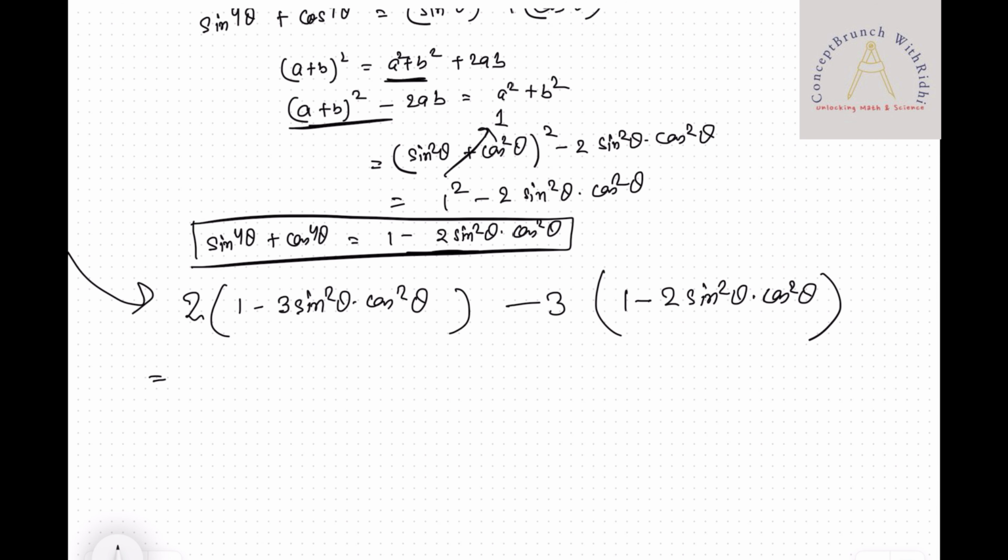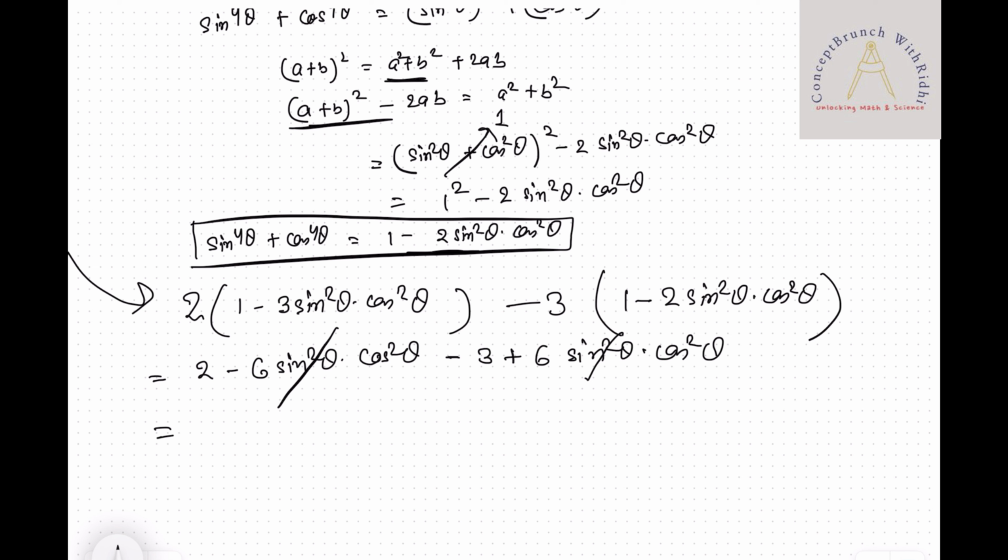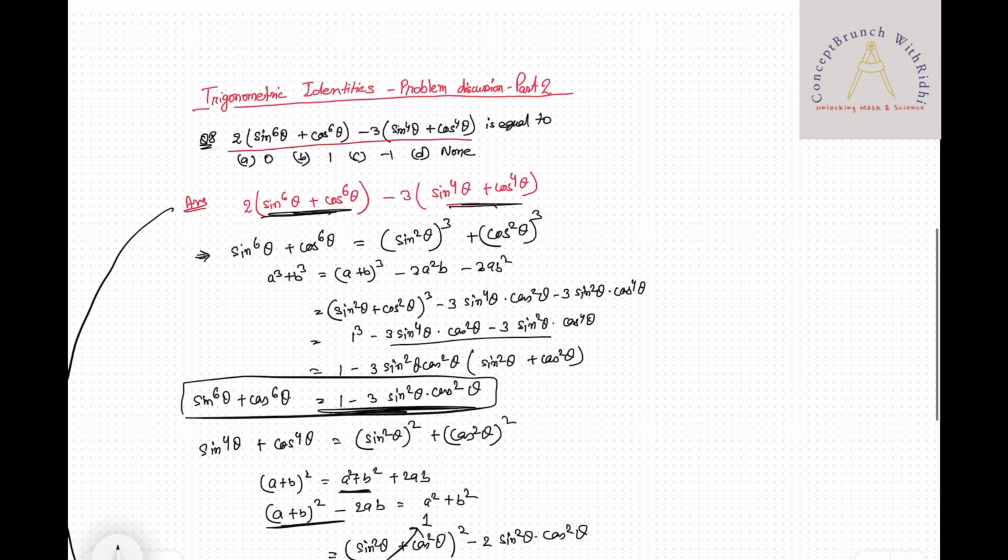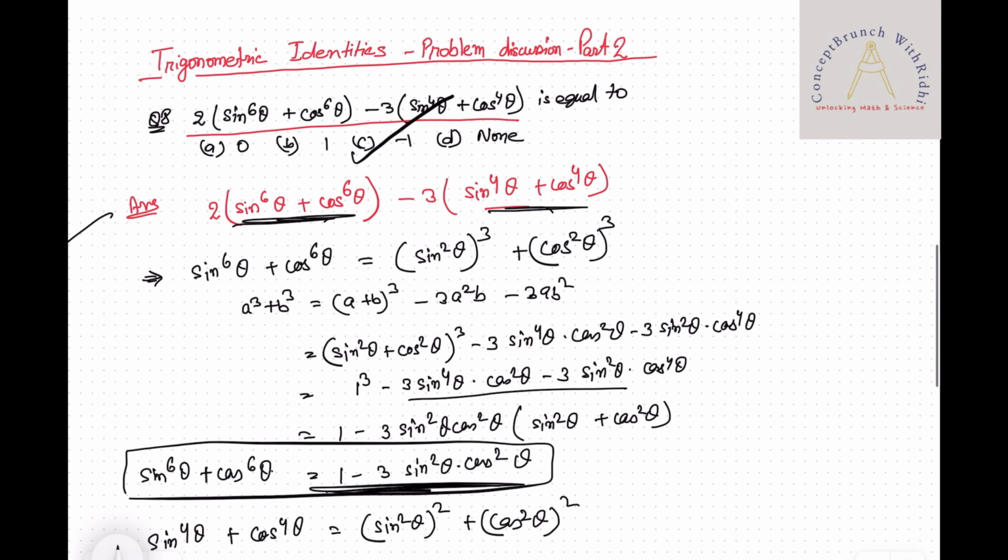What will be? Open the bracket now. 2 minus 3 times 2 is 6 sine square theta times cos square theta minus 3, minus minus plus 6 sine square theta times cos square theta. Plus minus will cancel out. So finally 2 minus 3, that is minus 1, is the final answer. So according to our options, C is the correct one.